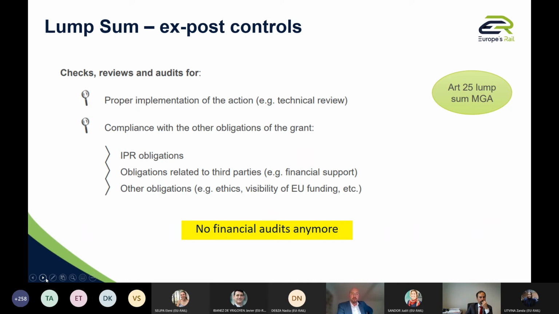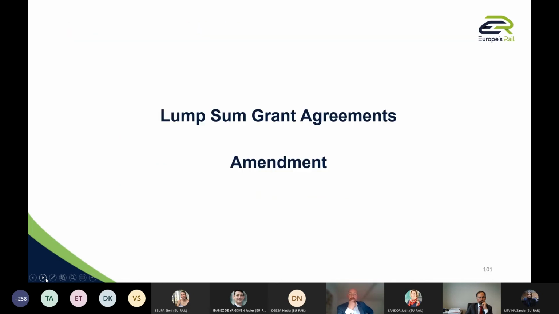Under lump sum, we may launch ex post controls to verify the proper implementation of the action and the compliance with the other obligations of the grants: IPR, obligations to third parties, other obligations, and so on. So again, the focus is on the technical achievement. We will develop some guidance and explain to you afterwards what kind of ex post control could be launched and under what conditions. Next, please.